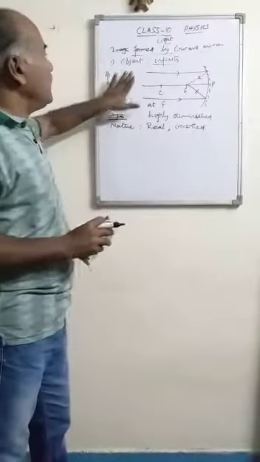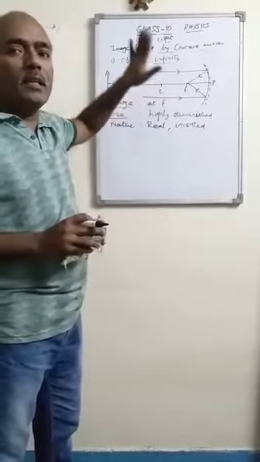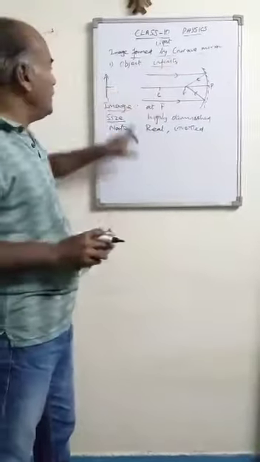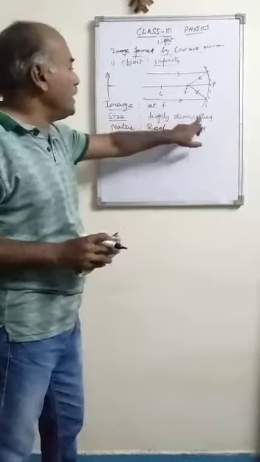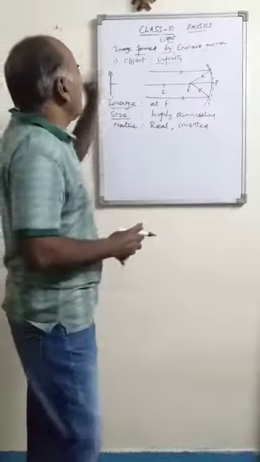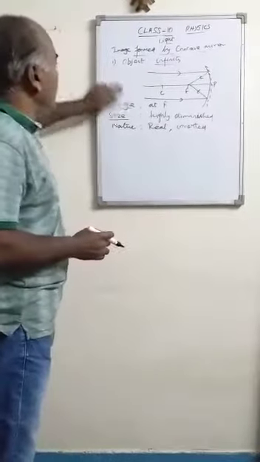So this is the image formed by the concave mirror. When an object is placed at infinity, it is formed at focus, highly diminished, real, inverted. This is the image formed by the concave mirror for the first case.